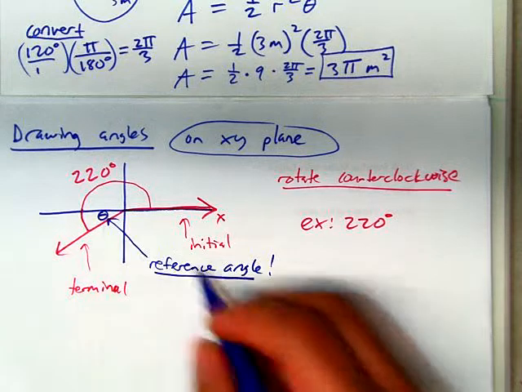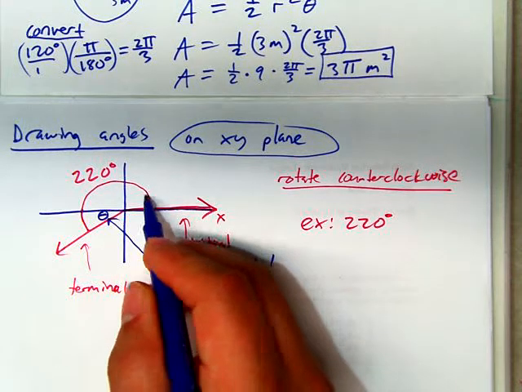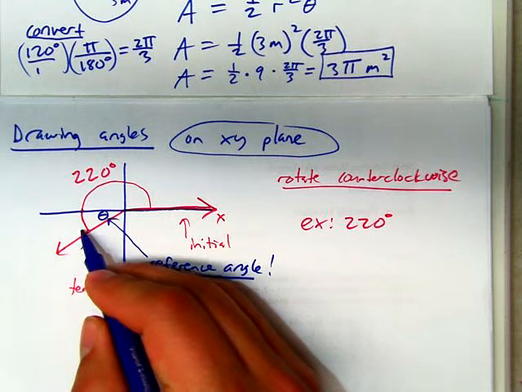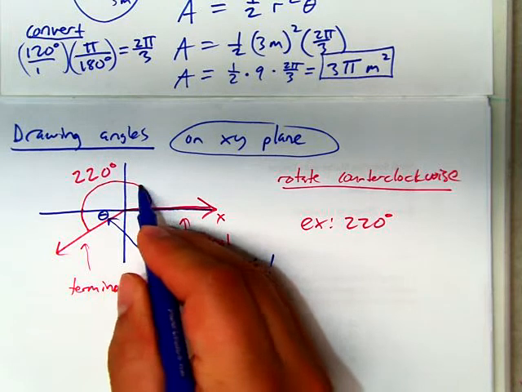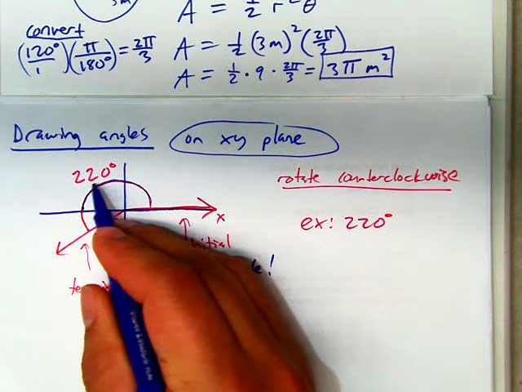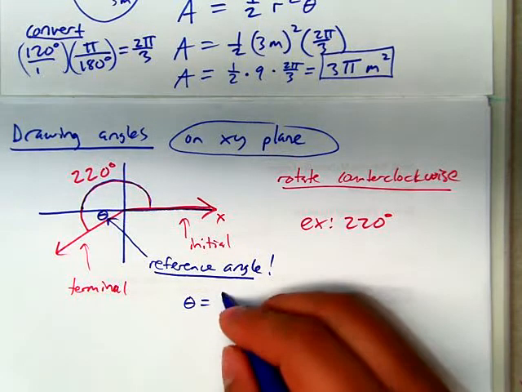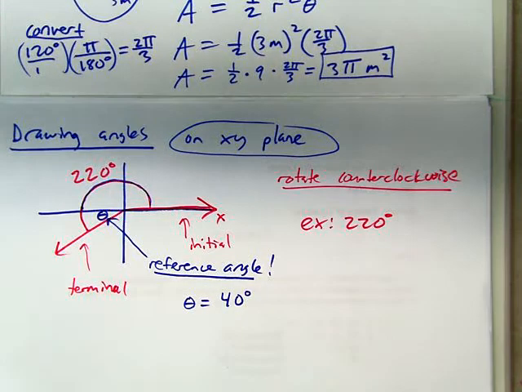And if we found it here, pretty easy. If this is 220, think about how many degrees it took to get to the x-axis. This was 180. We add 40 more degrees to get to 220. So the reference angle there would be 40 degrees. Okay, so that's how you would draw angles.